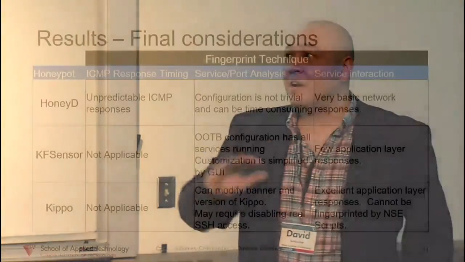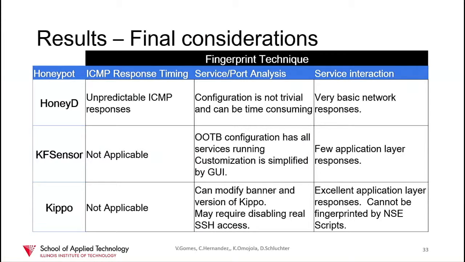The service interaction was our best results. For Honeyd, we found very basic network responses, nothing at the application layer. That's just what a low-interaction honeypot is.